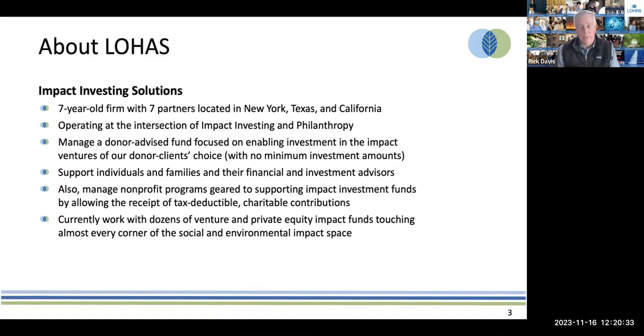As it relates to donor advised funds, we work with individuals and families, and frequently their financial and investment advisors, private wealth managers, CPAs, things of that nature. We also manage nonprofit programs geared to supporting impact investment funds, by allowing them to receive tax-deductible charitable contributions that we invest in their funds. Under that program, we now work with dozens of venture and private equity impact funds touching pretty much every corner of the social and environmental impact space. You name it, we're probably working with a fund that's investing in it somewhere.